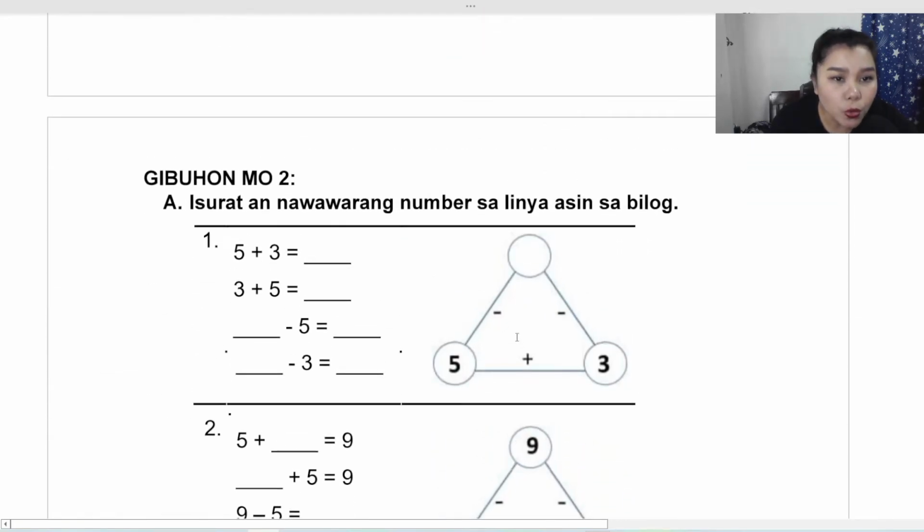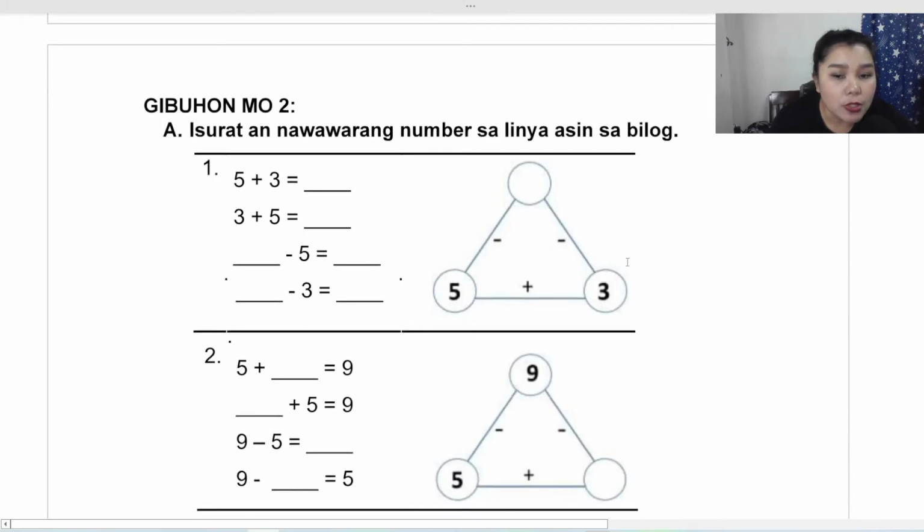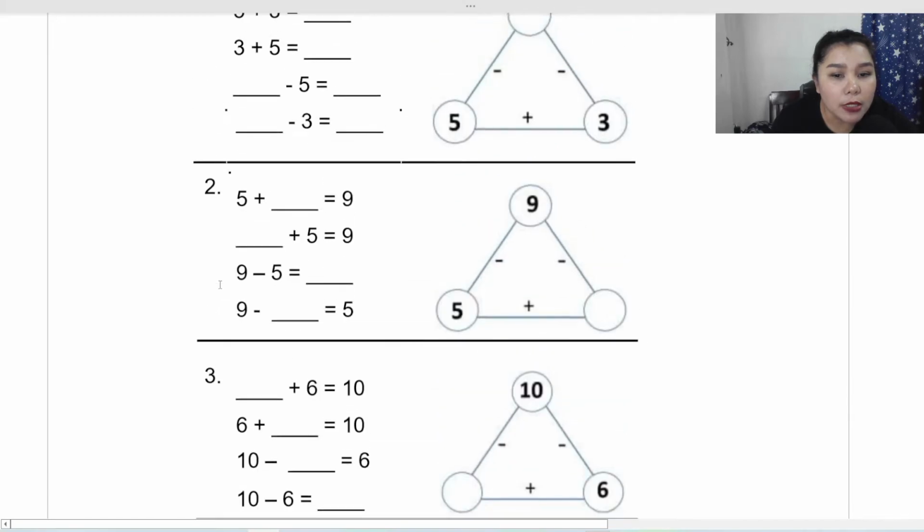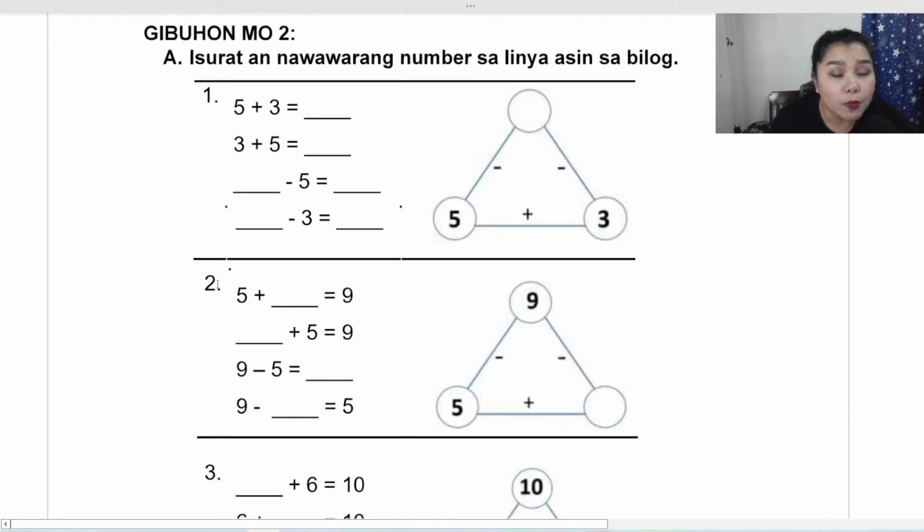For activity 2, gawin mo to, isulat ang nawawalang number sa linya at sa bilog. So using the fact triangle, you can come up with the addition sentences and you can complete the fact triangle as well. So may dalawang addition sentence and then may dalawang subtraction sentence. This is for part A, number 1 until number 3. So kompletuhin, wag malito kasi this is very easy. So, paano ba makukomplete yung number na nasa peak? So, all you have to do is add 5 plus 3 equals, and then that will be your answer.